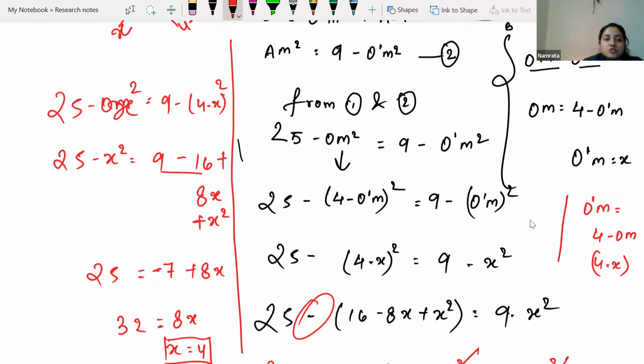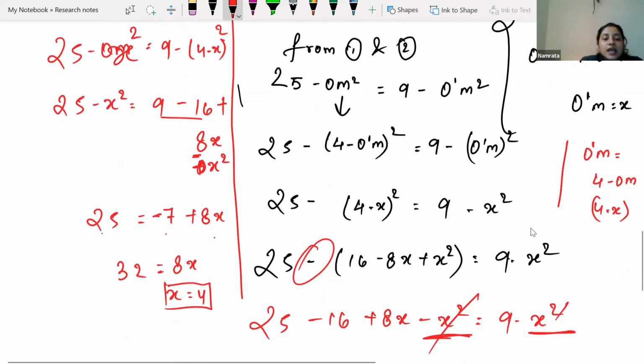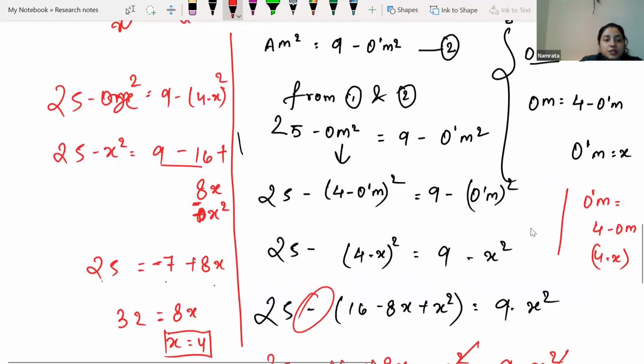a square minus 2ab plus b square. So minus 16 plus 8x. This will be minus x square. Okay. Once we are expanding it, we are getting this expression. After that, we are getting 25 is equal to negative 7 plus 8x. From here, we are getting x value as 4 centimeter.